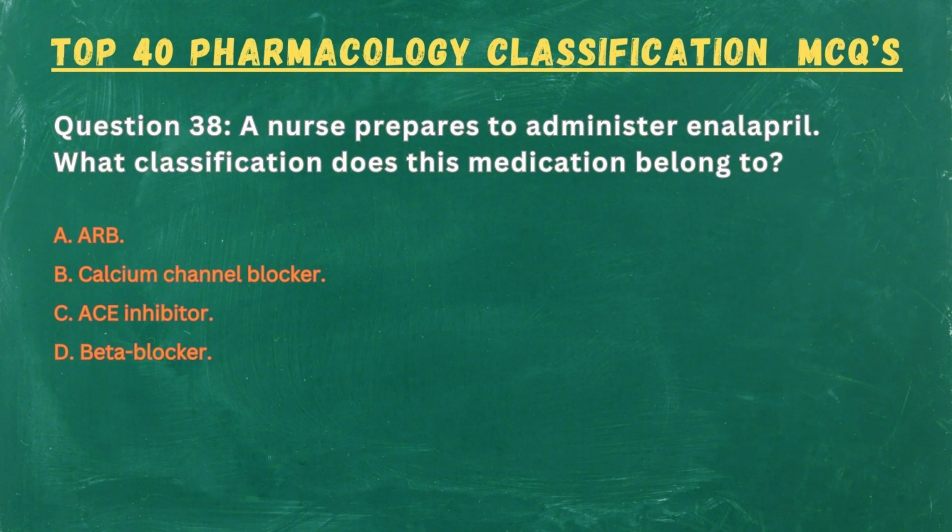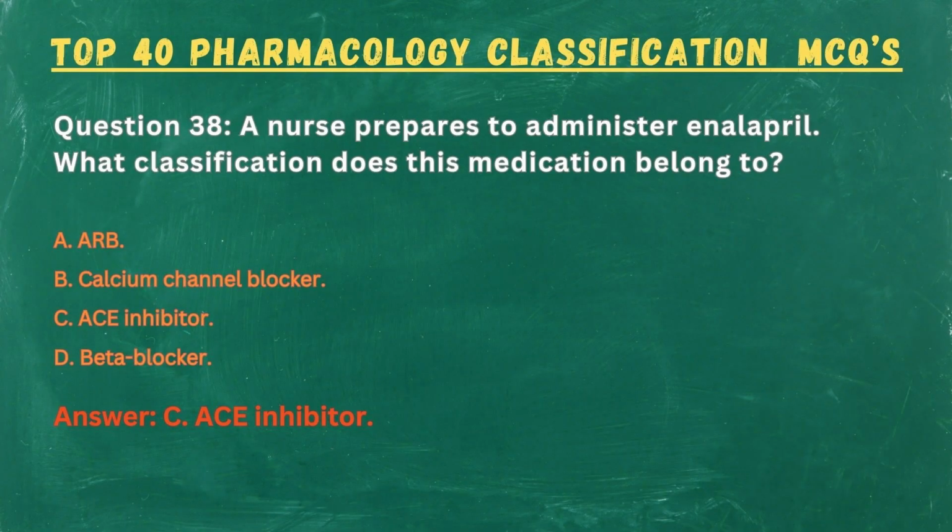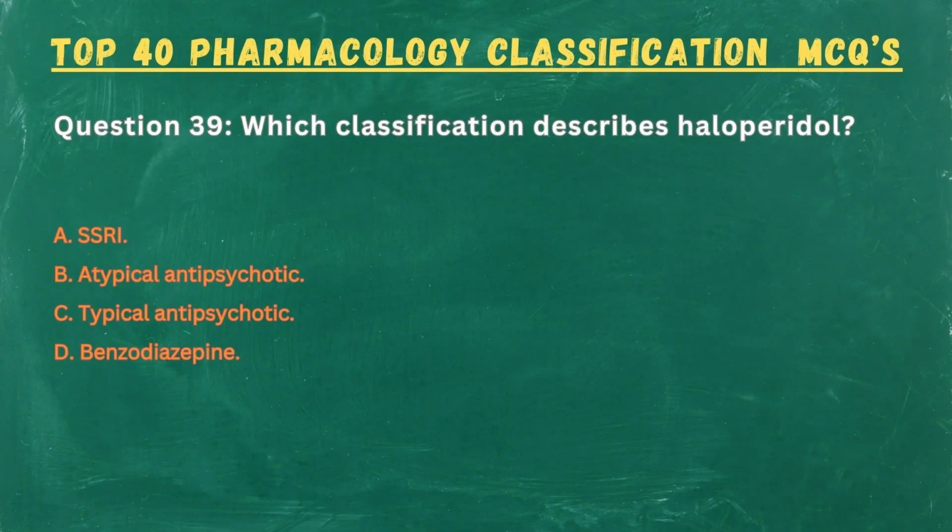Question 38. A nurse prepares to administer enalapril. What classification does this medication belong to? A. ARB. B. Calcium channel blocker. C. ACE inhibitor. D. Beta blocker. Answer: C. ACE inhibitor.